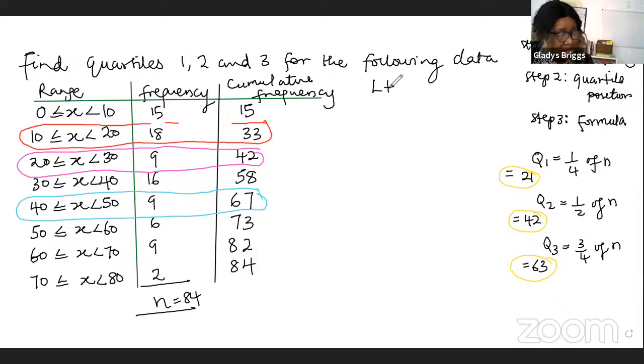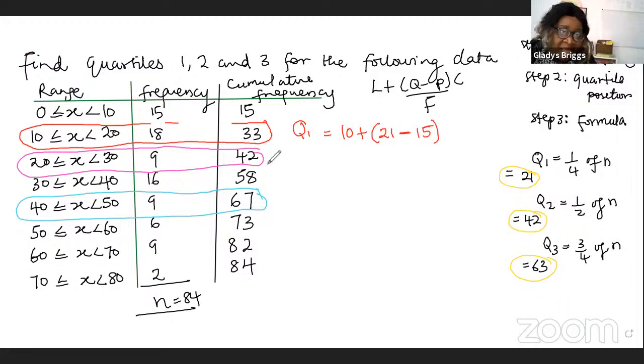L plus Q minus P times C over F, okay? So for Q1, it's equal to L, the lower limit of the quartile class, which is 10, plus Q, the quartile position, quartile 1 is 21, minus P, the previous class cumulative frequency, so that would be 15, times C, the class width, so that is 10, over F, the frequency, so it was 18 there. And what do you get for that one, Abra?